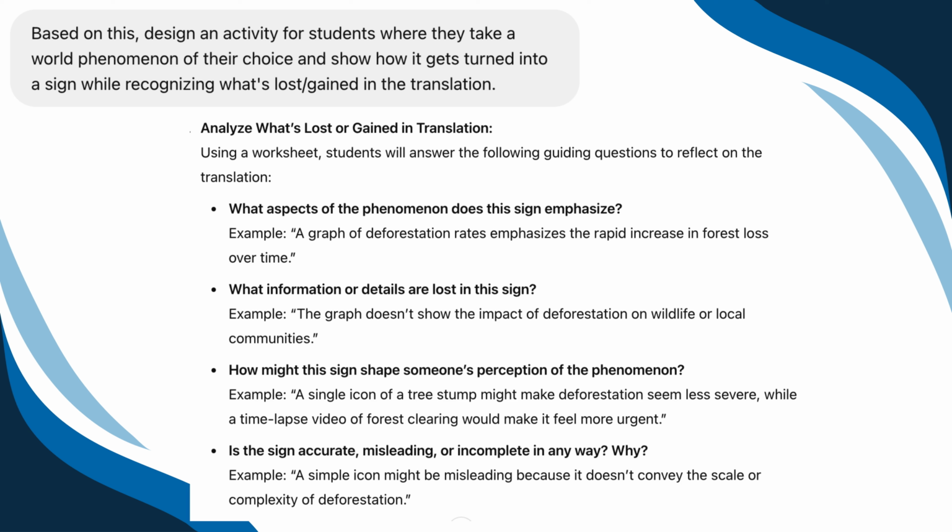We can ask ChatGPT the following prompt: based on all the information that we have presented to it, can it design an activity for students where they take a world phenomenon of their choice and show how it gets turned into a sign while recognizing what's lost and gained in the translation. ChatGPT creates an activity that asks students to create their own signs based on a world phenomenon that they choose, and it asks them to reflect on what's lost in each translation and how this may impact the viewer's perception of the specific sign or symbol.